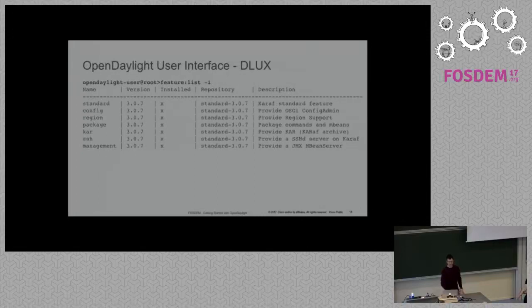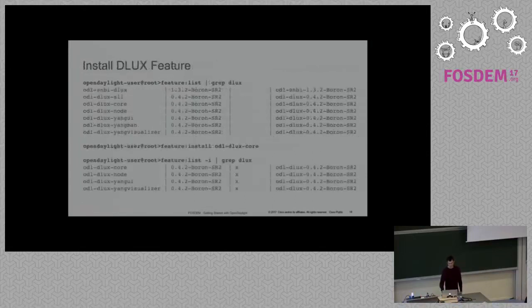So what does this look like? This screenshot that I have here is just after I installed OpenDaylight initially, and I did a list of the features that are there. And this little X means the feature is in the installed list. And you can see there's very, very little there. This is just the core platform.